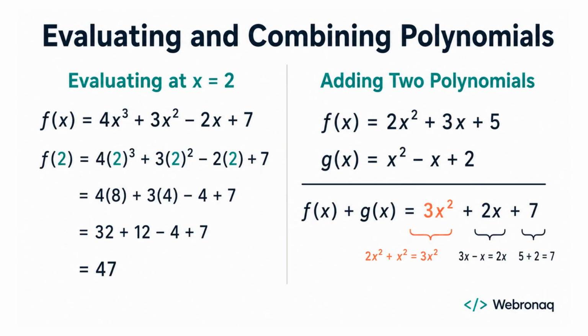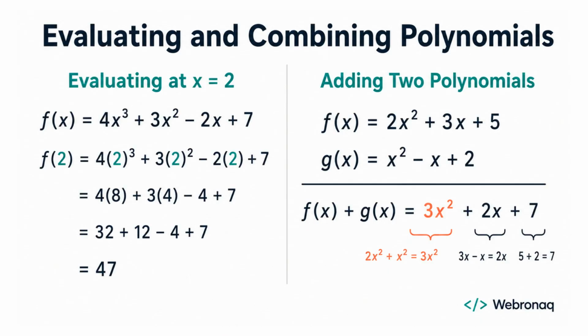Now for addition. If f of x equals 2x squared plus 3x plus 5 and g of x equals x squared minus x plus 2, then f plus g just combines like terms. The x squared terms give 3x squared. The x terms give 2x. The constants give 7. The result is 3x squared plus 2x plus 7. Clean and systematic. Subtraction works the same way by distributing the negative first.